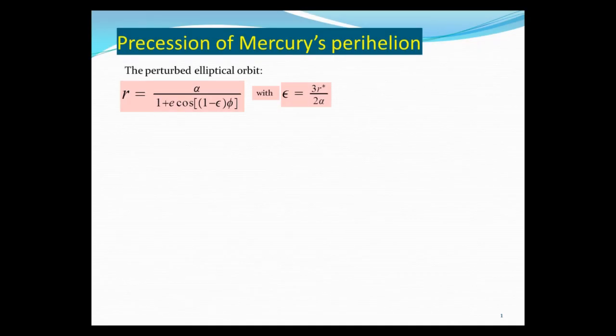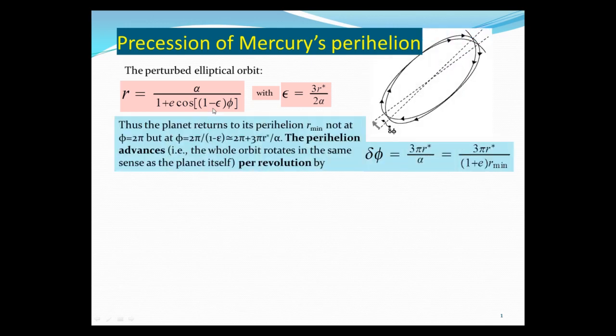Okay, in the last part of this lecture, we derived the perturbed result for the orbit of planets. The important part is that, compared with the unperturbed case, there's this extra 1 minus epsilon term. The epsilon is related to the Schwarzschild radius, a small quantity, so a small correction. Because of this term, the planet returns to its perihelion not at phi equal to 2 pi, but at 2 pi over 1 minus epsilon, because then the 1 minus epsilon cancels and it's cosine 2 pi again.